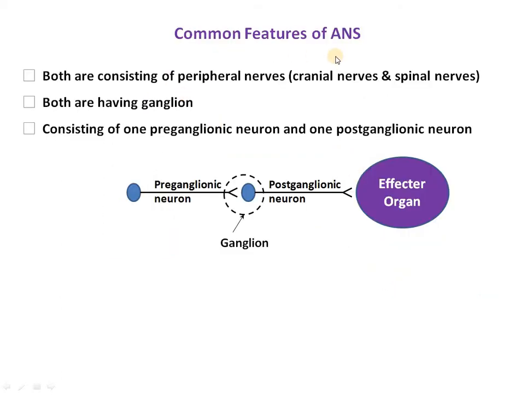There are some common features of the autonomic nervous system. Both the sympathetic and parasympathetic subdivisions consist of peripheral nerves, that is the cranial and spinal nerves, and both have a ganglion. Here the ganglion is located. They consist of one preganglionic neuron, this one, and one postganglionic neuron, which remains connected with the effector organ. These effector organs will be either muscles or glands.